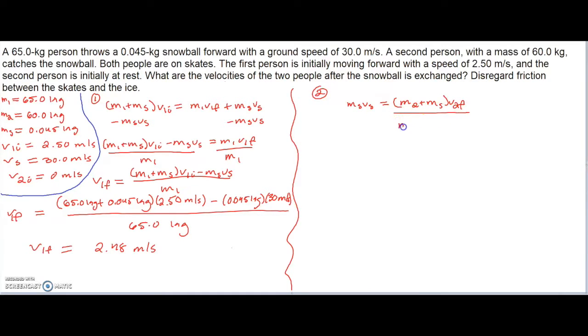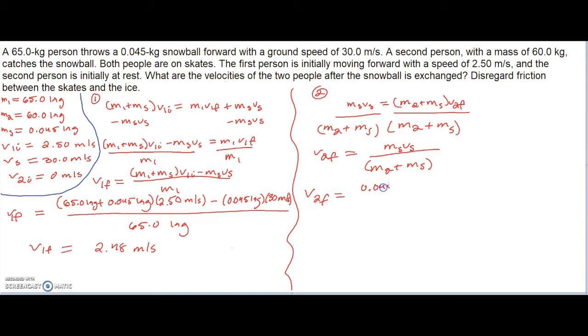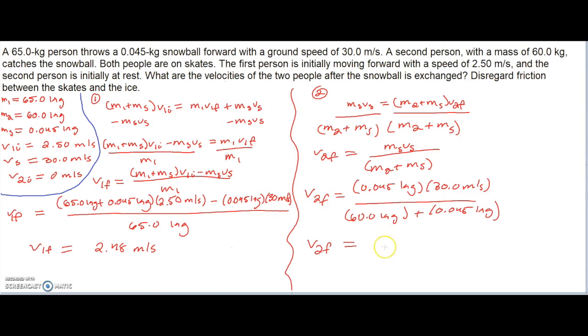This one's simple. All we have to do is divide both sides by the mass of the snowball added to the mass of the second person. So now all we have is the momentum of the snowball before the collision divided by the mass of the snowball and second person added together. So let's substitute in our values. And if we plug into our calculator and hit enter, we should find out that the final velocity of the snowball and also of the second person is 0.0225 meters per second.